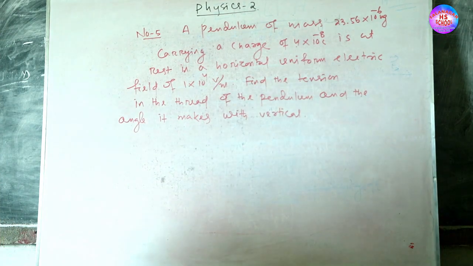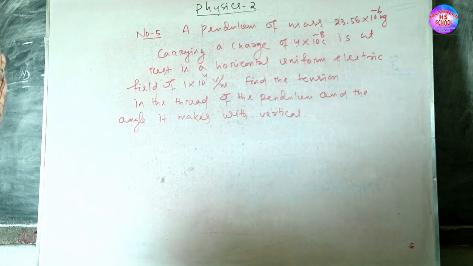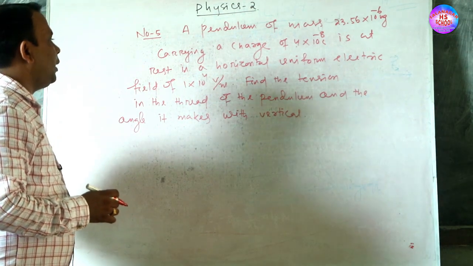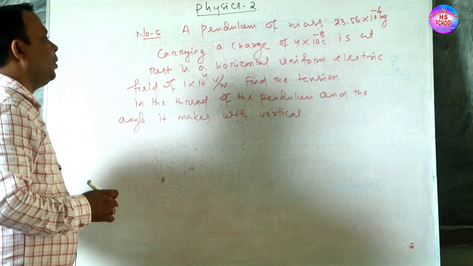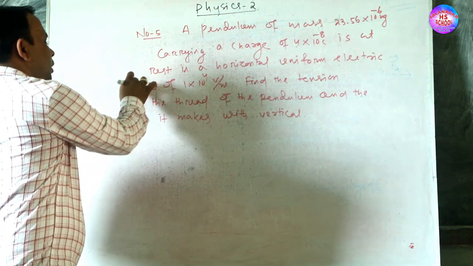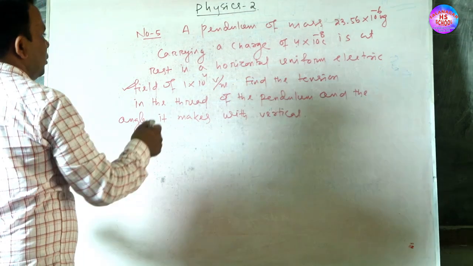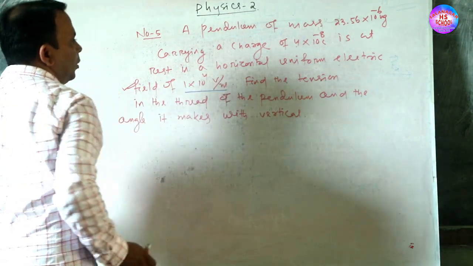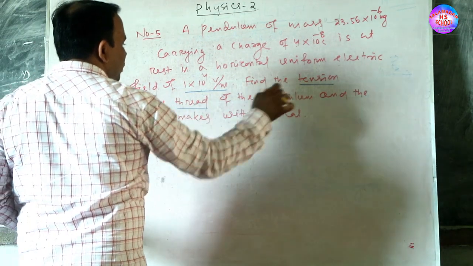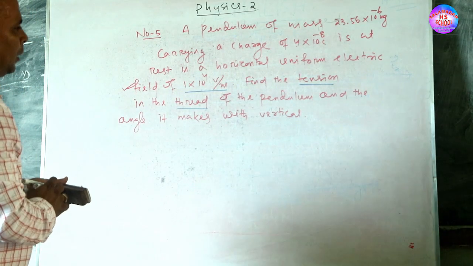A pendulum of mass 23.56 into 10 to the power minus 6 kg carrying a charge of 4 into 10 to the power minus 8 coulomb is at rest in a horizontal uniform electric field. At rest means it is in equilibrium. The electric field strength is 1 into 10 to the power 4 volt per meter. Find the tension, means force of the thread of the pendulum, and the angle it makes with vertical.